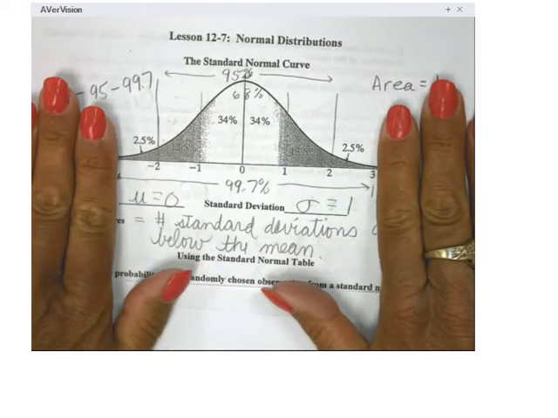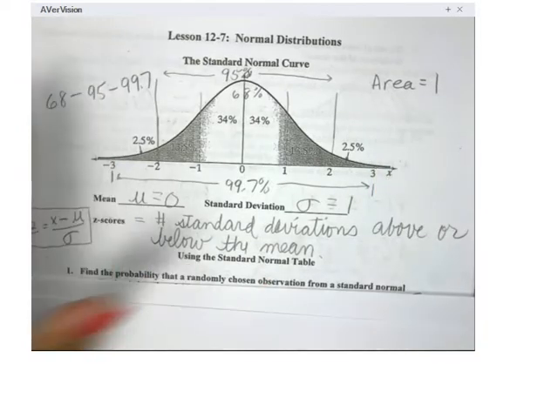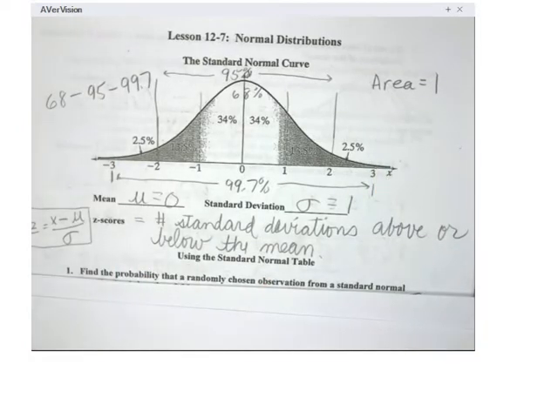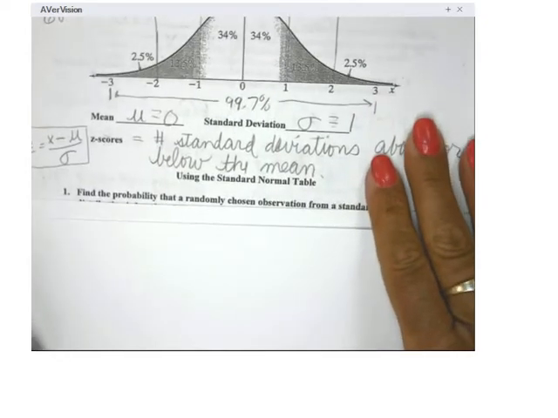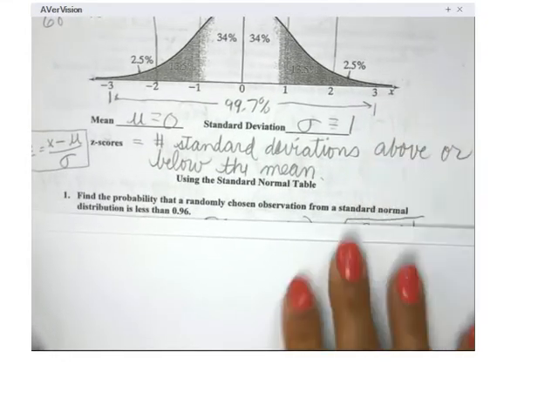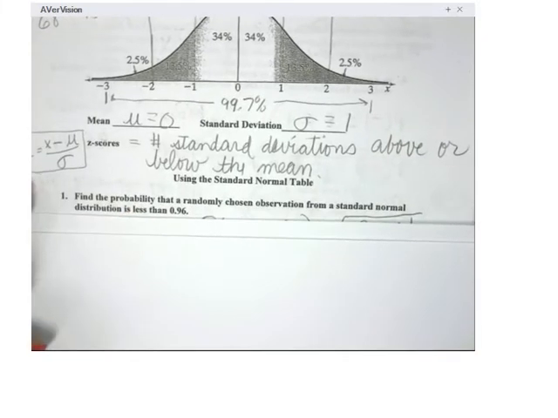Within 2 standard deviations, about 95%. And within 3 standard deviations, almost everything, 99.7% of our values will be in that range. Now, we have a table that we're going to use, and we have a lot of statistical notation that we need to go through. And to start with, let's look at this first question.